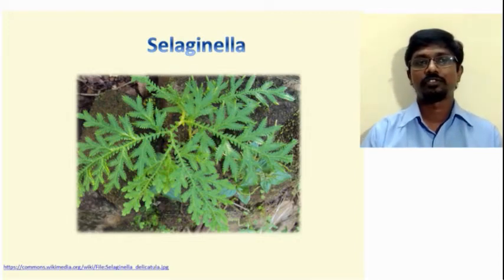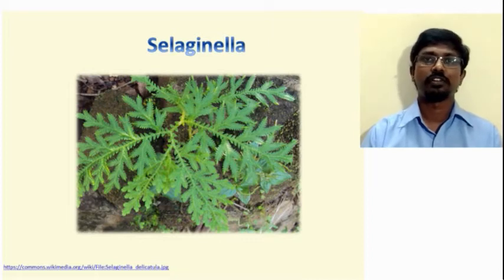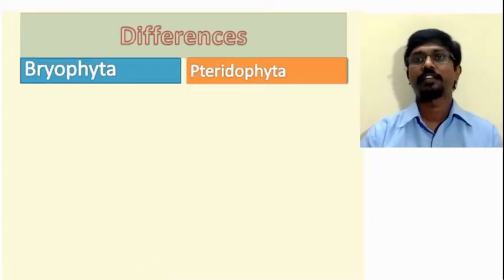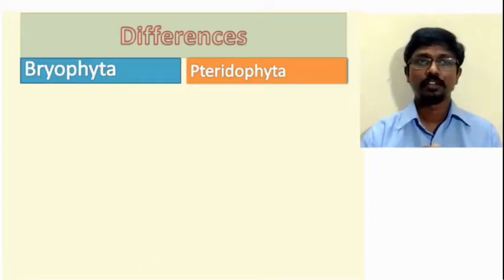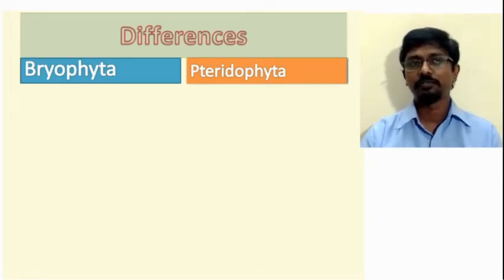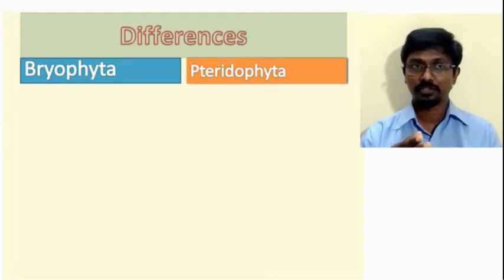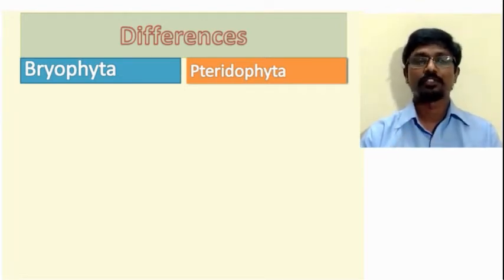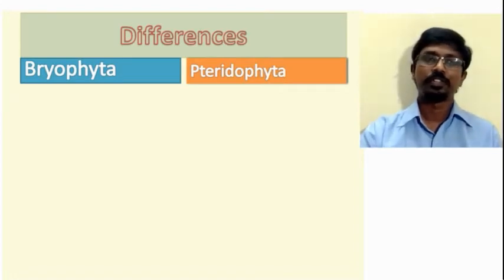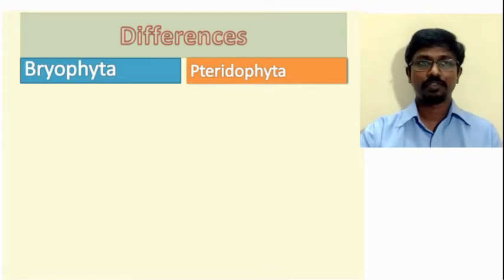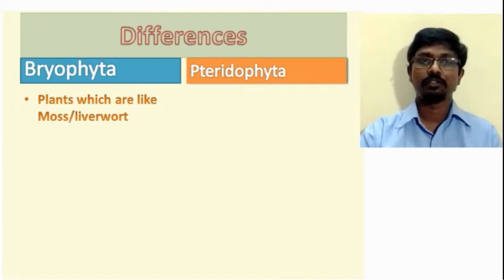So dear students, we saw a little about Bryophyta and a little about Pteridophyta. What are the differences? Can you tell me some differences? Can you try to recollect? We saw these two divisions today and one division a few days ago. What could be the first difference? Bryophyta means plants which are like moss and liverwort. Pteridophyta are called fern plants.